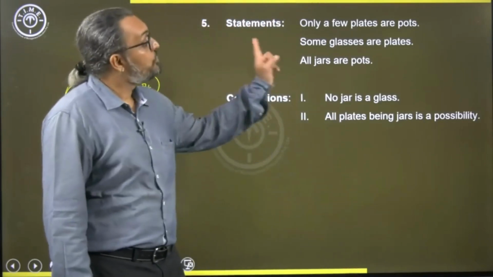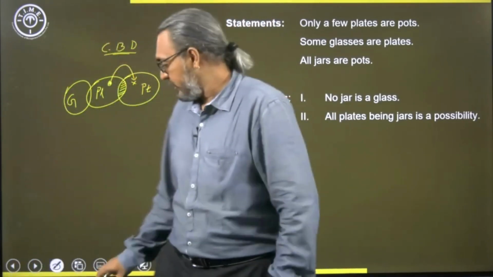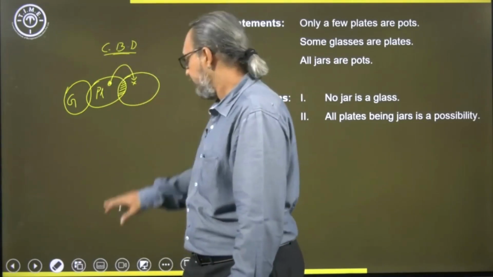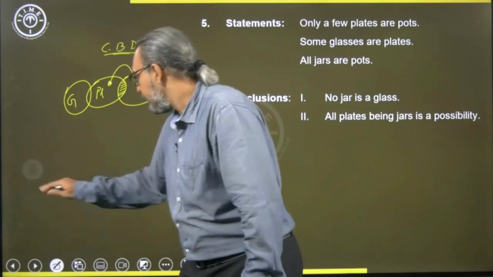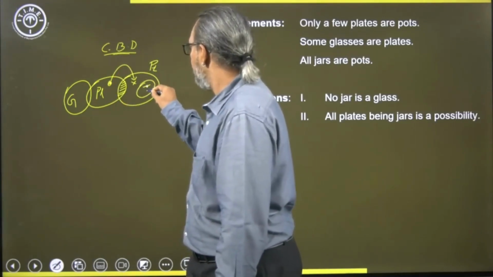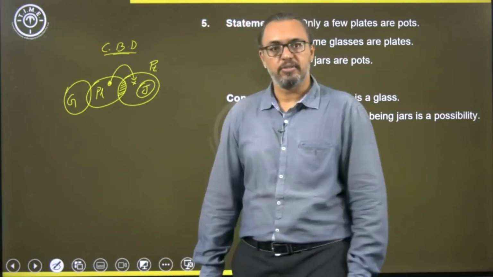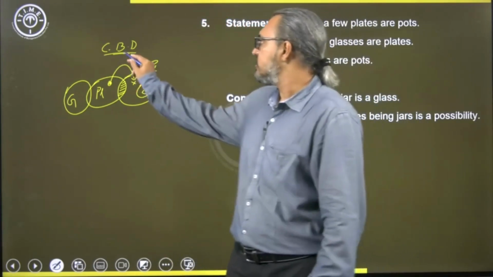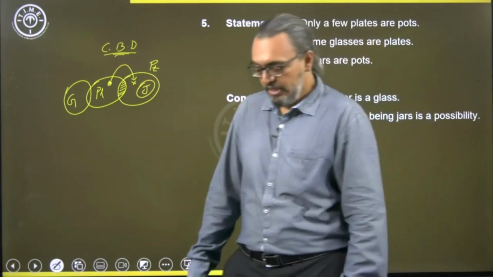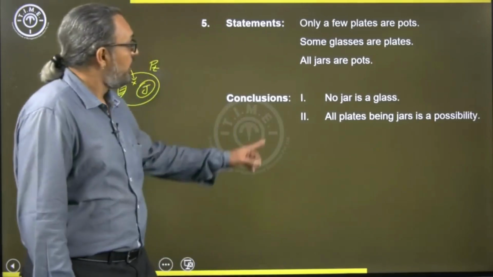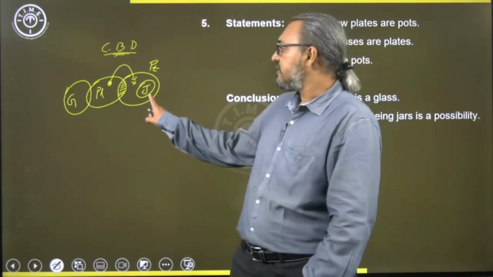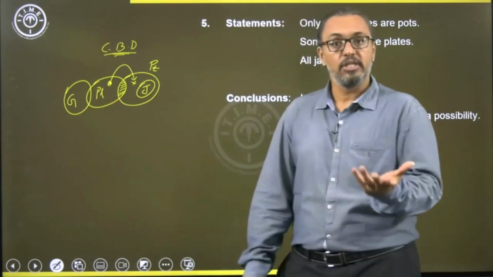And then we have all jars are pots. Okay. So it says all jars are pots. Like this. The complete J circle should be inside pots. All jars are pots. So this is going to be my combined basic diagram for the given statements. Now let's come to the conclusions. The first one says no jar is a glass. Check here. Jar is separate, glass is separate, no jar is a glass.